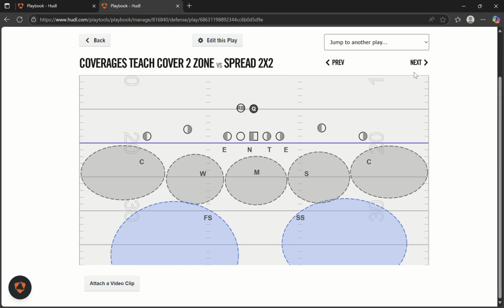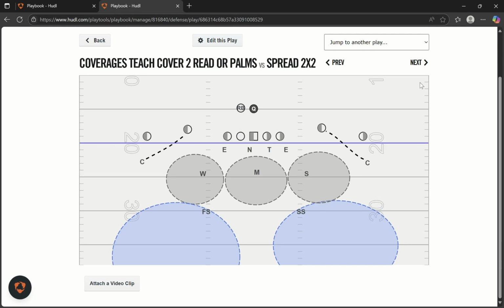Moving on to the next coverage, we have cover 2 zone. So we have our cover 2, 2 deep safeties covering the deep zones, and then everybody else is in zone underneath. We're not in man, we're not in read. This is straight cover 2 zone. We have a corner here in the flat, our will linebacker, the weak side linebacker, in the curl, our Mike playing the hole, our strong side linebacker playing curl, and our other corner in the flat.